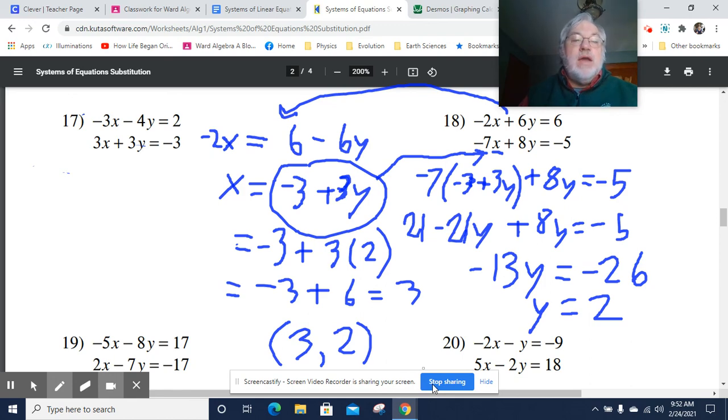If you're wondering how I found this worksheet for practice, it's pretty easy. I just did a search for systems of equations substitution worksheet, and I found this worksheet. If you put "with answers," it'll give you answer keys so you can check your work and practice this thing.